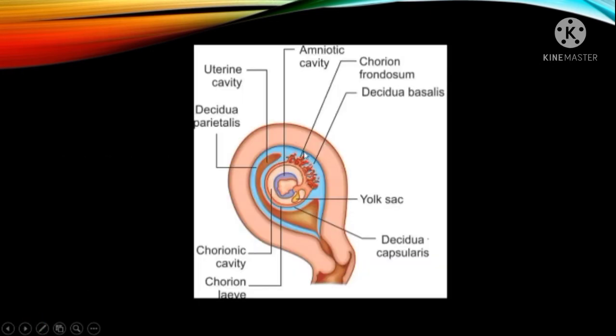This part is the chorion frondosum. As you can see, these are the villi. And this is the chorion laeve. There are no villi, hence why we said that it has a smooth surface.